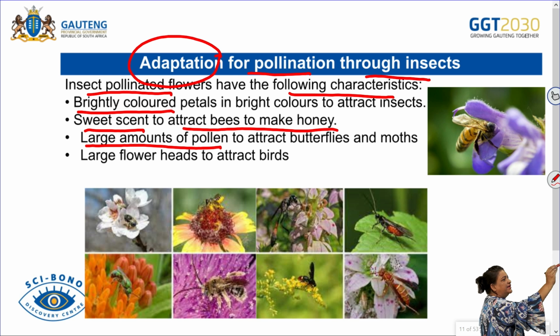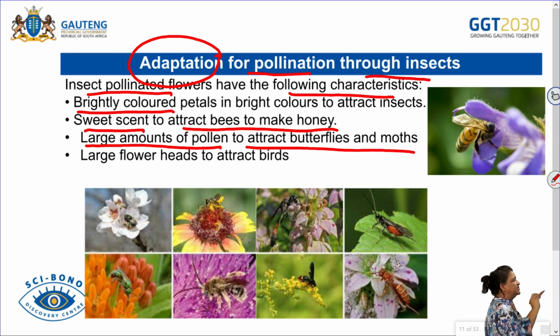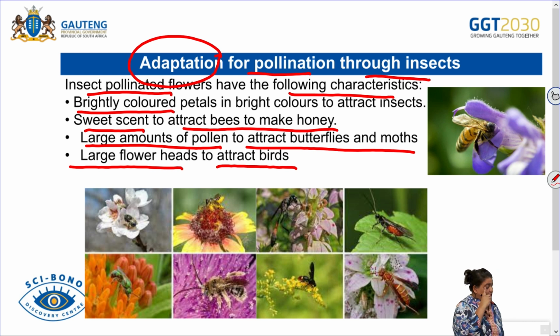Large amounts of pollen attract butterflies and moths, and large flower heads attract birds. So let us look at the flowers. Here's a white flower. It's also very bright. In light, white stands out. It reflects light, so it's going to attract even your bees.